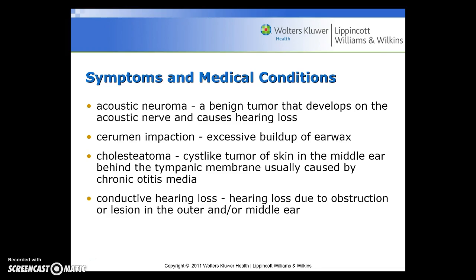Now the common symptoms and medical conditions. An acoustic neuroma is a benign tumor that develops on the acoustic nerve and can cause hearing loss. Cerumen impaction is the excessive buildup of earwax. Cholesteatoma is a cyst-like tumor of skin in the middle ear. It's behind the tympanic membrane, and it's usually caused by chronic otitis media. Conductive hearing loss is hearing loss due to obstruction or lesion in the outer or middle ear.